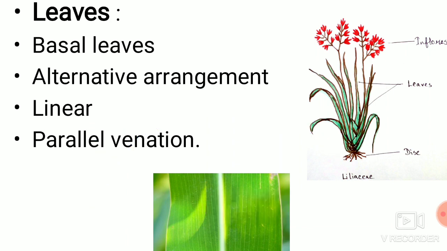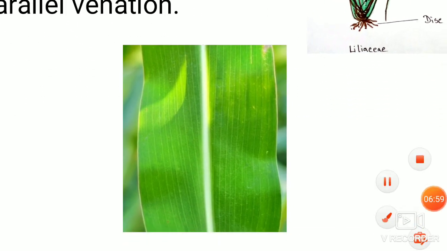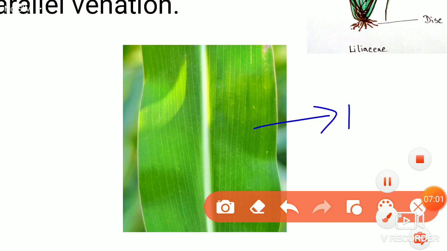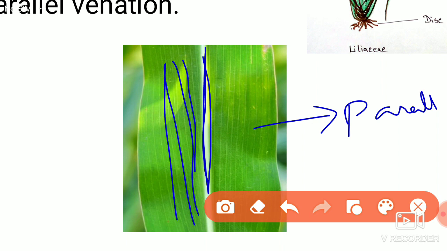Then what is the arrangement of the veins and veinlets? This is called parallel venation. So what is a parallel venation? You see here, this is the main vein, and here you can see the veinlets running parallel to the main vein.